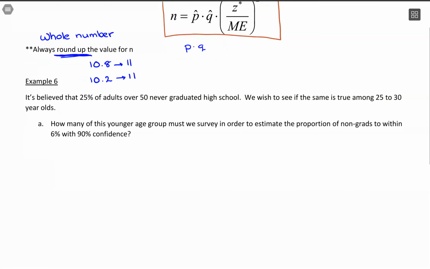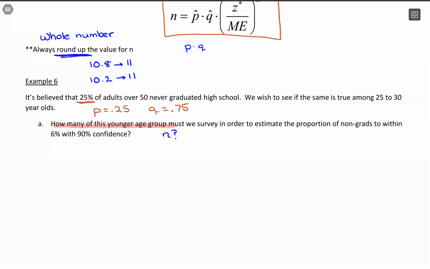So let's look at an example. It's believed that 25% of adults over 50 never graduated high school. We wish to see if the same is true among 25 to 30-year-olds. So this right here that they're describing is a proportion of this population. So we have this proportion of 0.25, which means we also have Q of 0.75, so 1 minus that value. And then they want to know how many of this younger group must we survey. So that phrasing right there, what they're getting at is how many should we survey? So they're asking, what is n? What is our sample size?